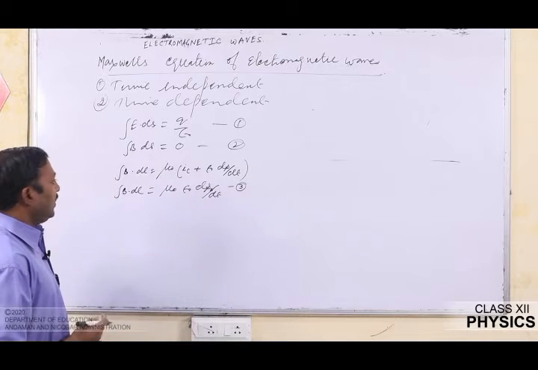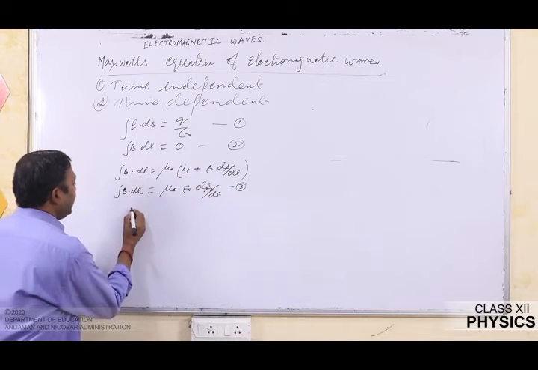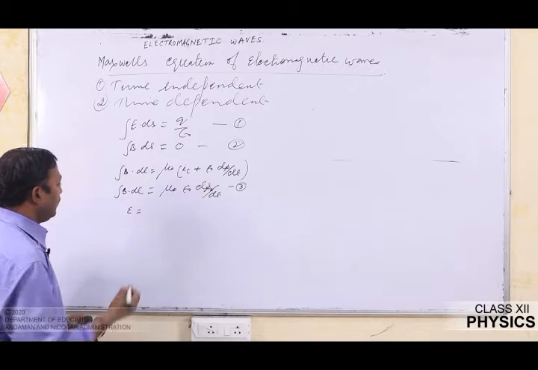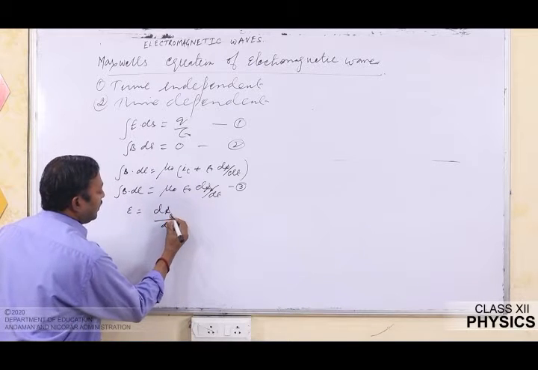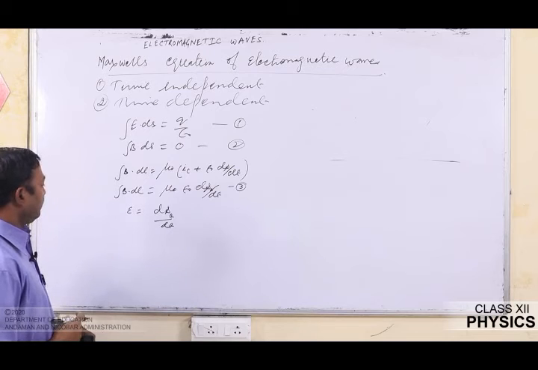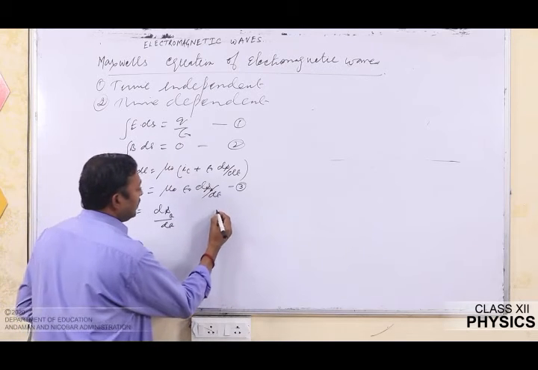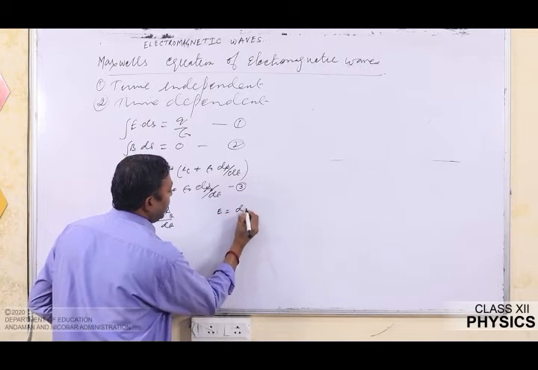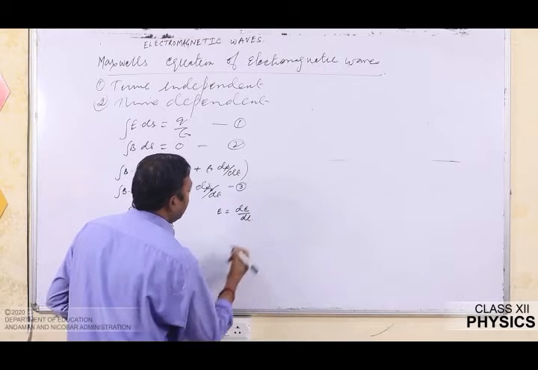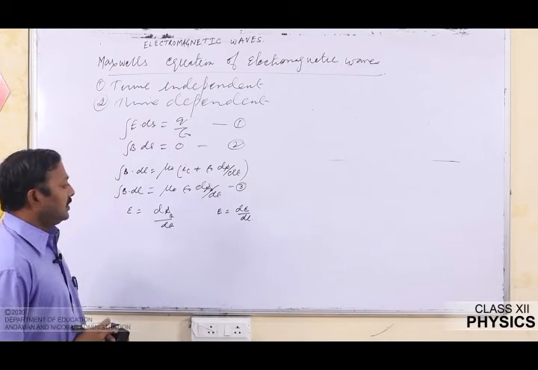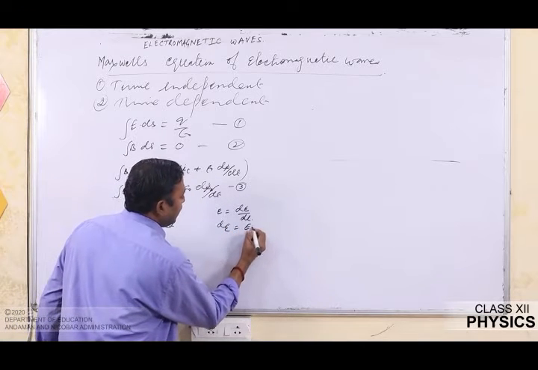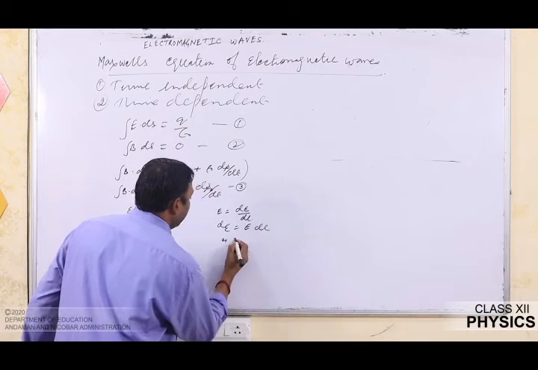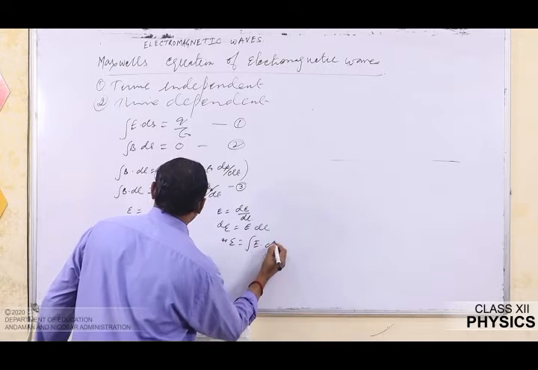Now from Faraday's law, the induced EMF is given by E equal to minus d phi by dt, where phi B is the magnetic flux. We also know that E is equal to dV divided by dl, that is, the electric field is nothing but the potential gradient. dV is equal to E dl, or the EMF is equal to the integral of E dl.